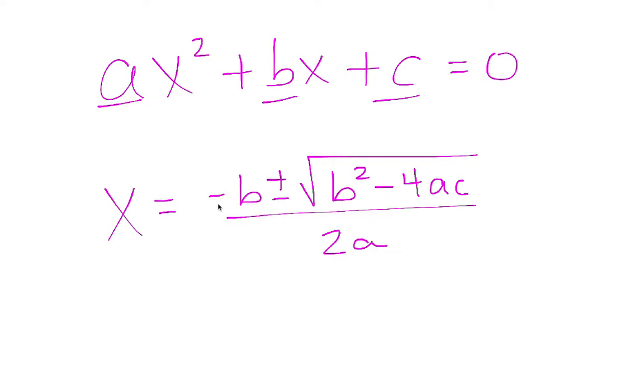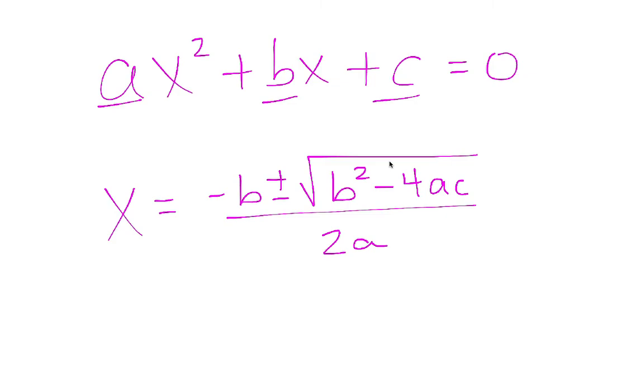Okay, and the way I think about it, this is negative b. So whatever my b value is, I think of it as the opposite of my b value. So if my b value was a positive 5, I'd put a negative 5. If my b value was a negative 5, I would put a positive 5. So I always treat this guy as the opposite of my b value. Okay, then you put a plus minus. I'll talk more about that later.